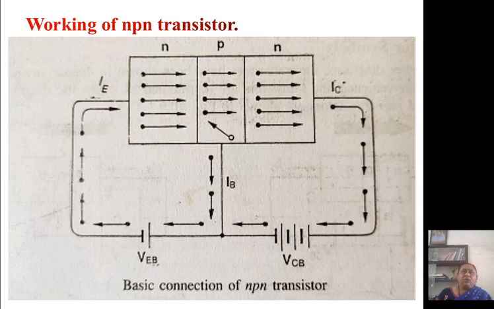As these electrons flow into the P-type base, they tend to combine with the holes. It is clear that the emitter current is the sum of the collector and base current as shown in figure.